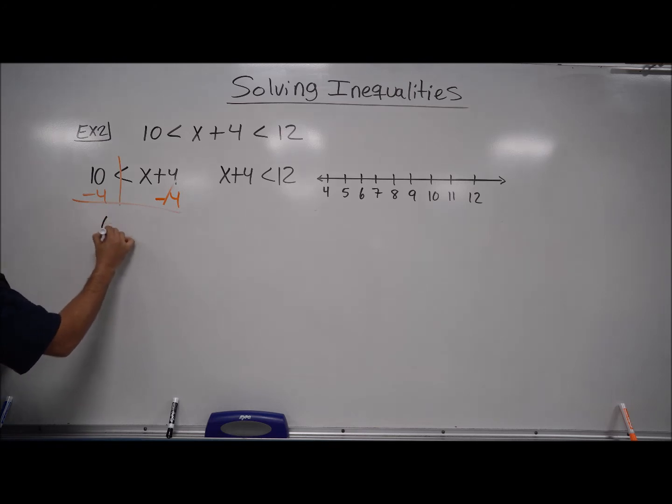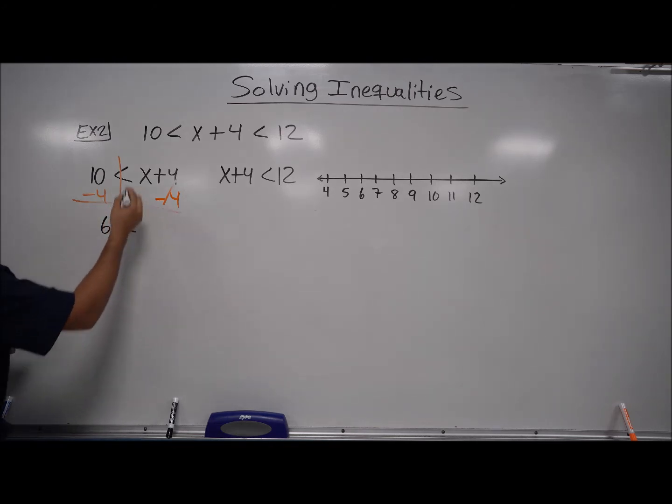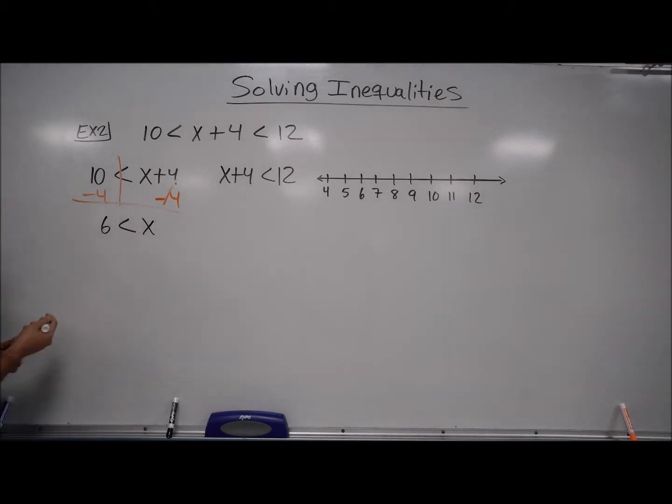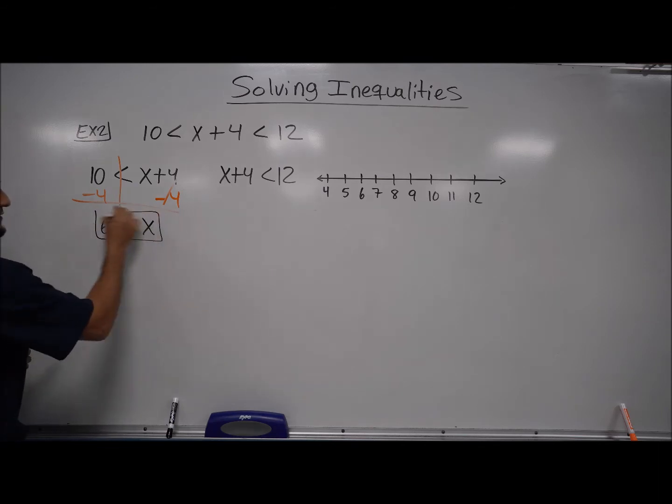10 minus 4, that's 6. Keep the inequality the same. Bring down the x. Remember, these cancel, they zero out, so that's why I say that. And that's it for this answer. You can box it if you like.